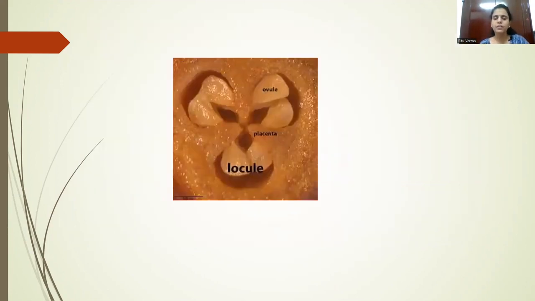This picture here shows the transverse section of an ovary. You can make out here there are 3 locules, 1, 2 and 3, and in each locule 2 ovules are present: 1, 2, 3, 4, 5 and 6. In the center there is a tissue present, and this tissue is known as placenta. Placenta is a tissue which provides nourishment to the developing ovule. Another function of placenta is to attach these ovules to the ovary wall. So placenta performs two very important functions.